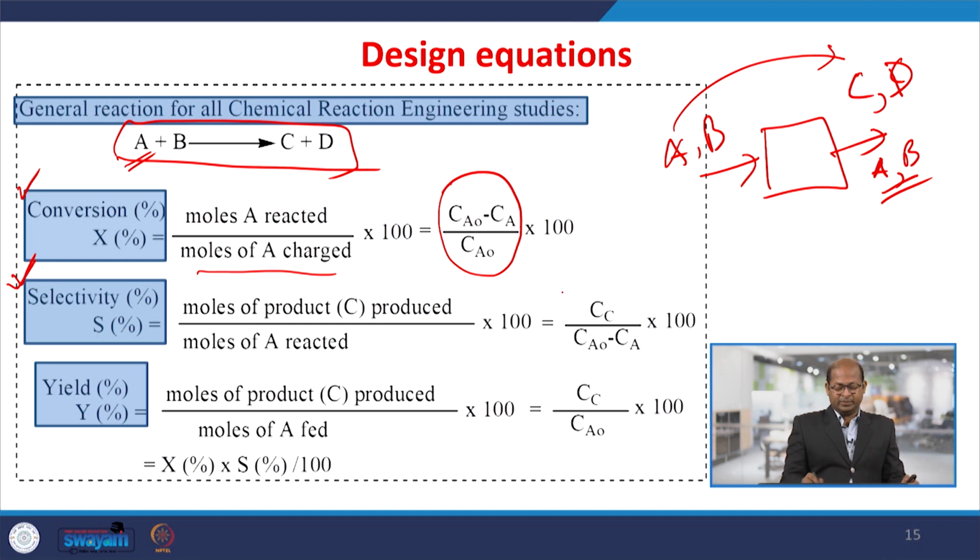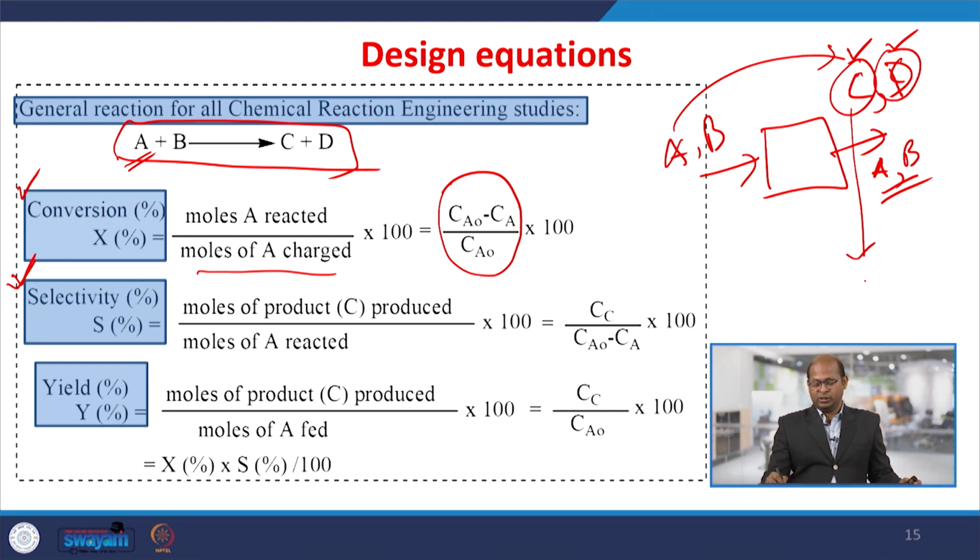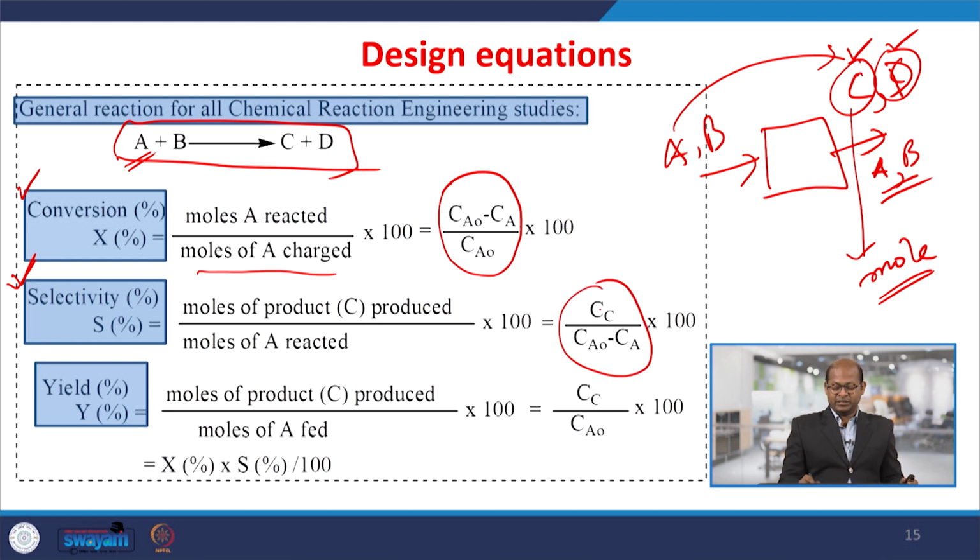Next is the selectivity. If components C and D are the products formed, and you are able to calculate the concentration of C in terms of moles, then we can know the moles of C produced per mole of A reacted. If you know the moles of C produced during the reaction and the amount of moles of A charged or taking part in the reaction, then the selectivity of that particular component can be found, and similarly the yield of that component also.